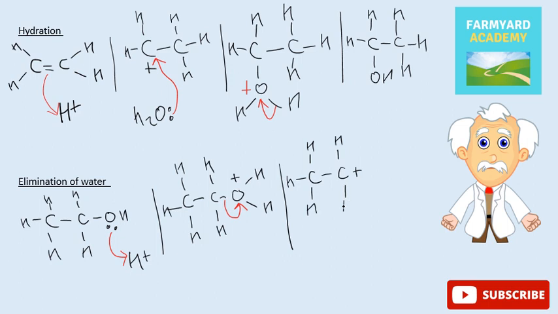And again, similar process. This time we need to reform the acid catalyst. So hydrogen gets kicked out and we form a double bond, so that overall we're left with ethene and H plus catalyst.